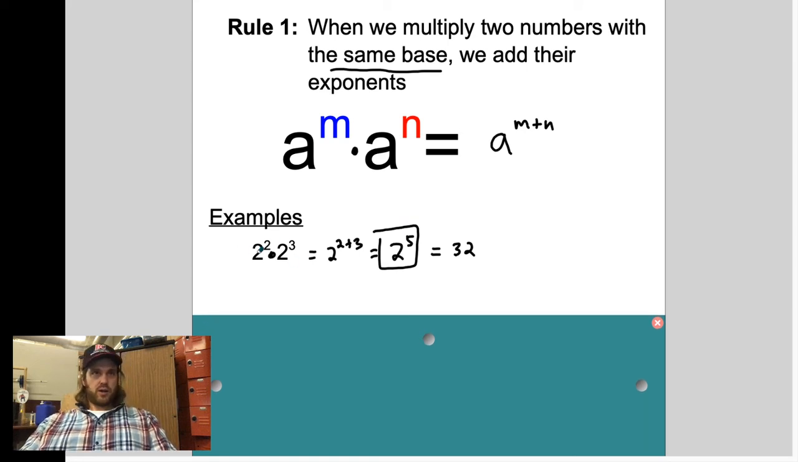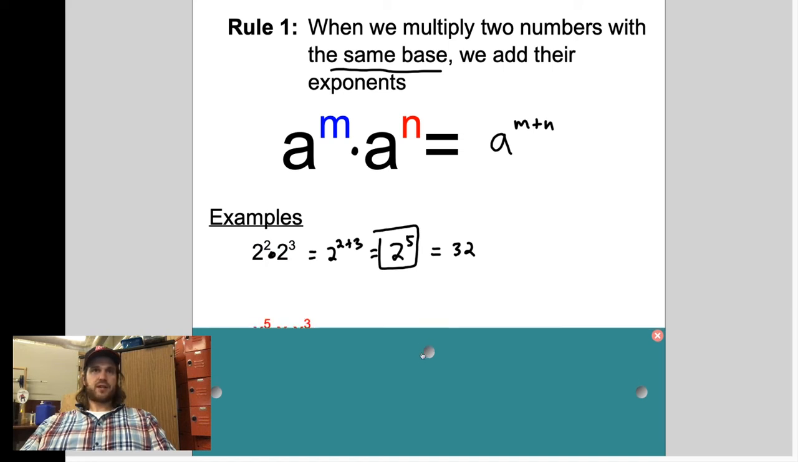And if you look right here at the very beginning, 2 to the 2nd is 4. 2 to the 3rd is 8. And 4 times 8 is 32. Fantastic. Let's keep going.